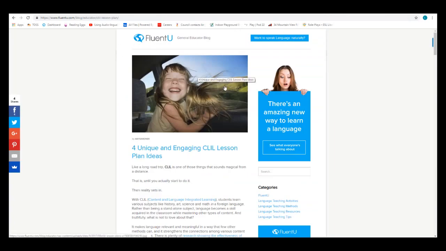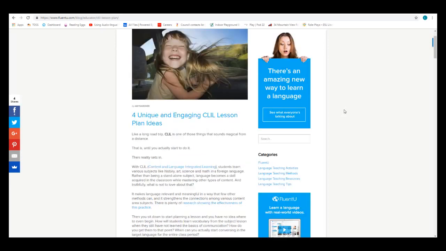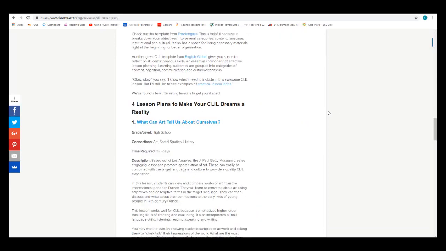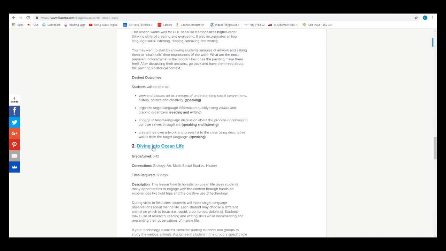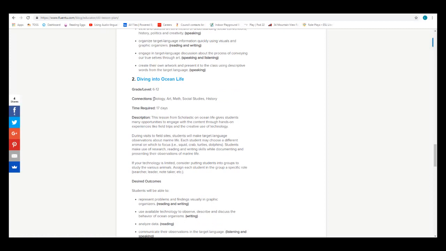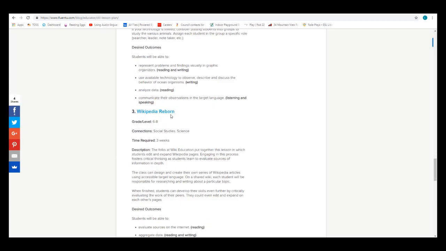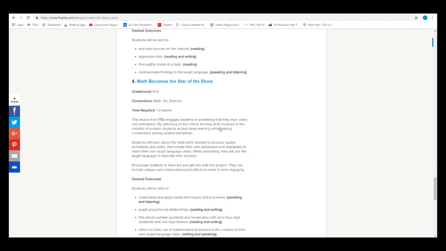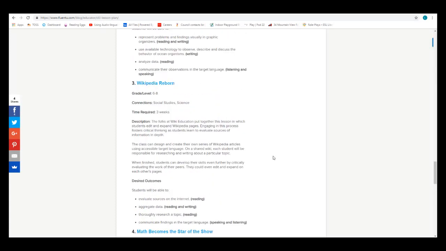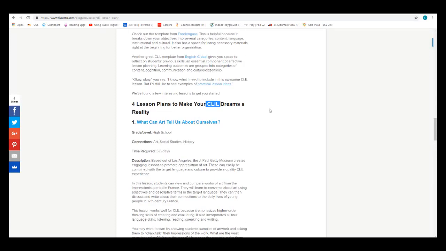FluentU also gives us a few examples of some really great engaging CLIL lesson plans. So if we scroll down here, we've got connections to art, social studies, and history in this lesson plan here. Diving into ocean life is a focus on biology, art, math, social studies, and history. Wikipedia Reborn is focusing on social studies and science. And then we have a maths one here, so maths, art, and science. So these are just some ideas of CLIL. And you can use this program in your classroom, in your general English program.